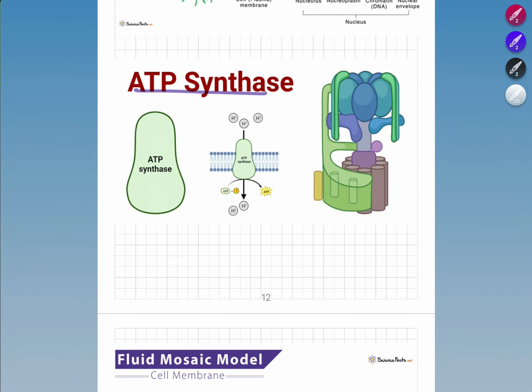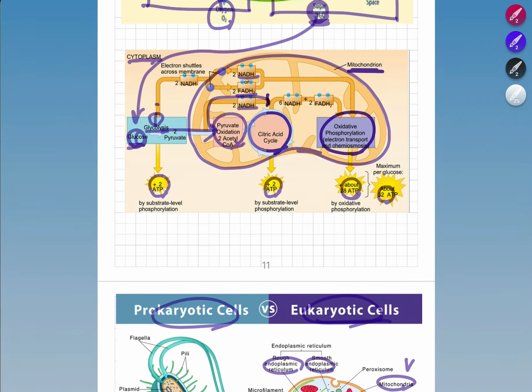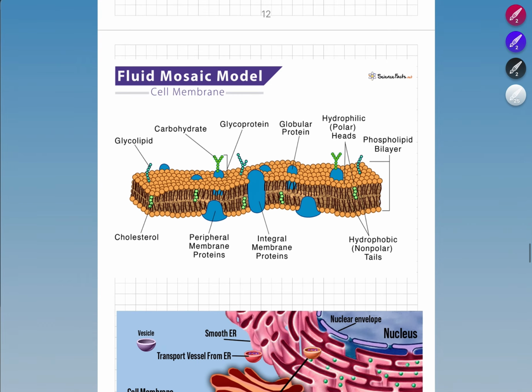Next is ATP synthase. So if we go back to the cellular respiration part, in oxidative phosphorylation, a lot of ATP is produced through ATP synthase. It's basically having a proton gradient and then the protons go through an enzyme called ATP synthase, and by going through it, ADP and P are synthesized into ATP, and this is basically how ATP is generated.